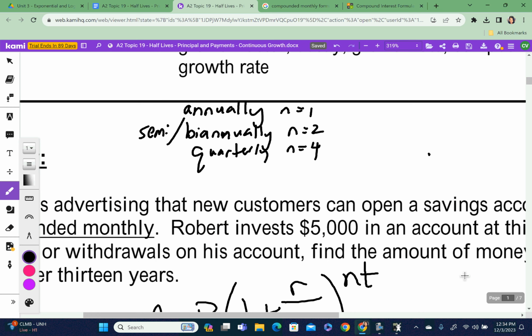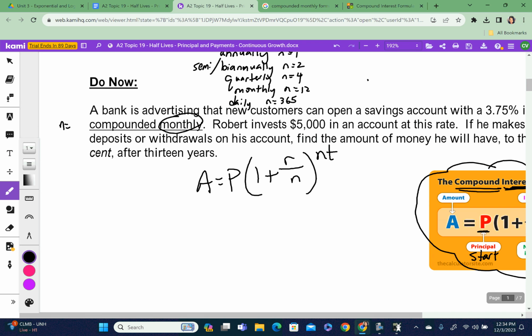If it's compounded monthly, like in this question here, the N is going to equal 12 because that's 12 months in a year. And if it's compounded daily, our N is going to equal 365 because there's 365 days in a year. So here our N is equal to 12.